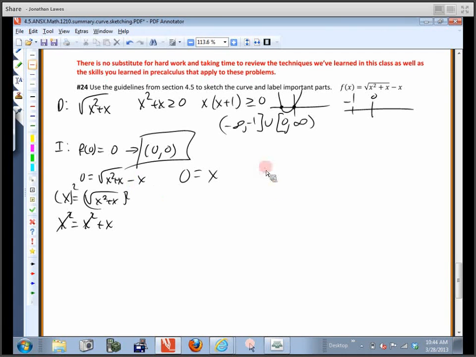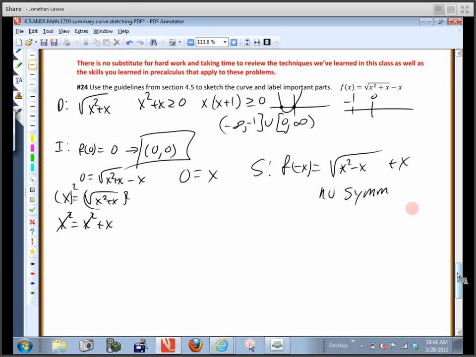Okay, let's check symmetry. F of -x. That's going to be x squared minus x, and that's going to be plus x. Because when you square -x, it's going to be x squared. Plug in a negative there, you get -x. Negative there, that's going to change the sign. Exact same? Nope. Exact opposite? Nope. So no symmetry.